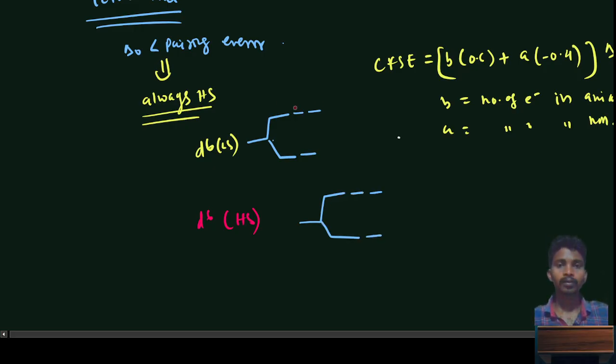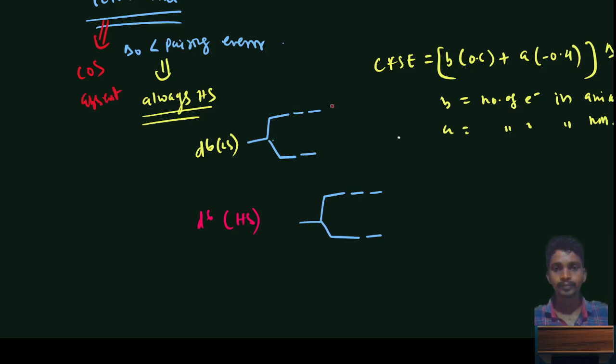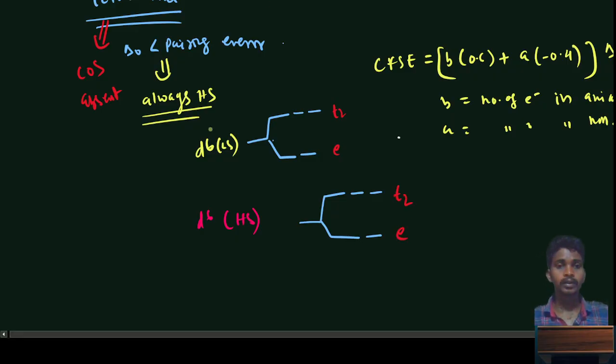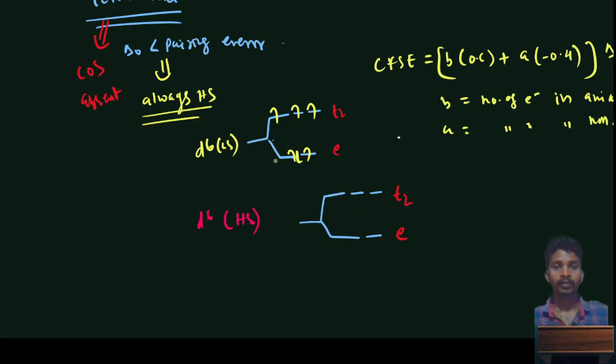And here for tetrahedral, COS is absent, so we will not write T2G and EG, because EG and T2G apply whenever COS is present, but here COS is absent, so you simply write T2 and E. Here also T2 and E. Now we fill the electrons, 1 2 3 4 5 6. Because no pairing happens, high spin and low spin is not possible, so this is always high spin.